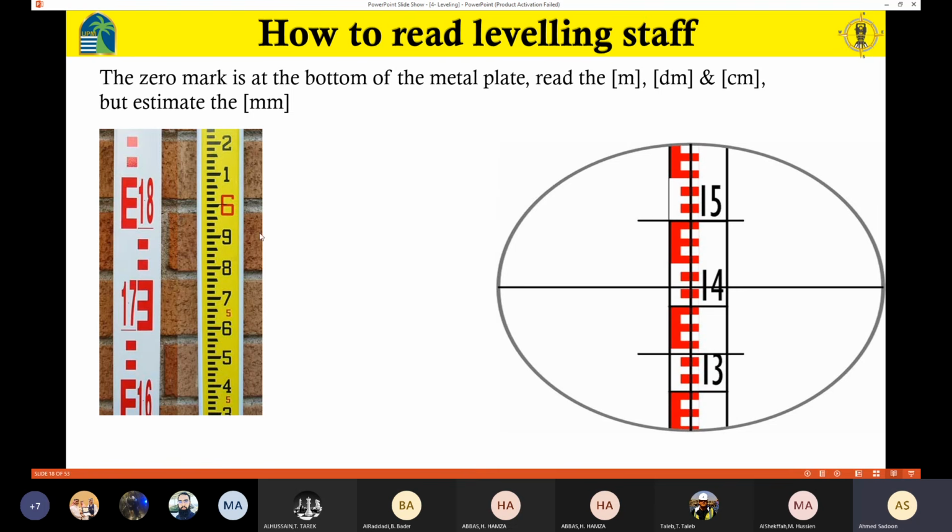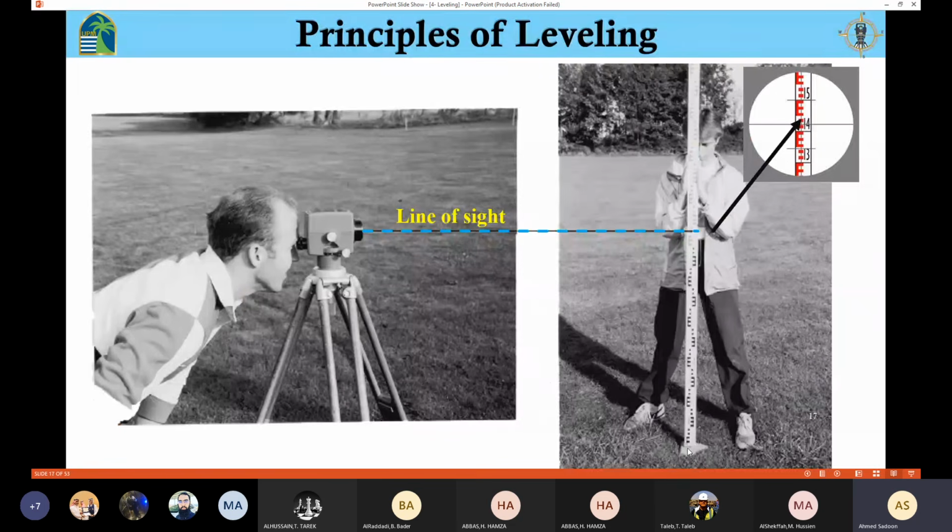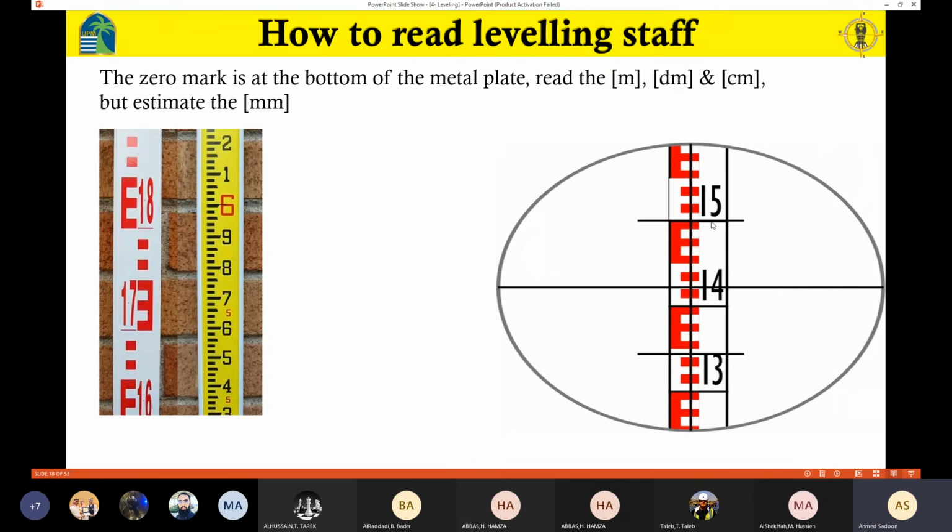So here we have the staff. How can we read the staff? The 0 mark is at the bottom. So at the bottom of the staff here we have the 0. Then we have the readings. These numbers are going to be in decimeters. So if the crosshair is here, or assume for simplicity that the crosshair is here at this level, then it means that the leveling reading is 14 decimeters.